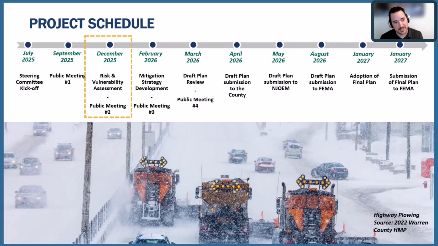This is where we are in the process. We are looking at now public meeting 2, that's the risk and vulnerability assessment. Going forward in February, we will be looking through the mitigation strategies developed with the county and go over if we want to make any changes, and then have a final review of that draft plan come March. And then from April until January goes through that review process at the state and federal levels, reviewing the plan to make sure everything looks good and if they have any recommendations for improving it.